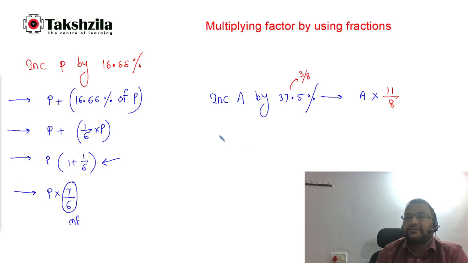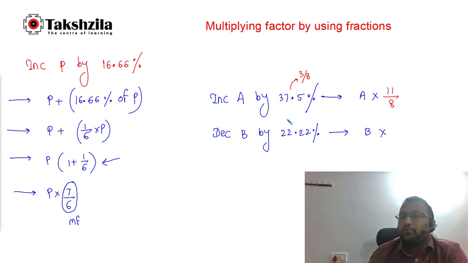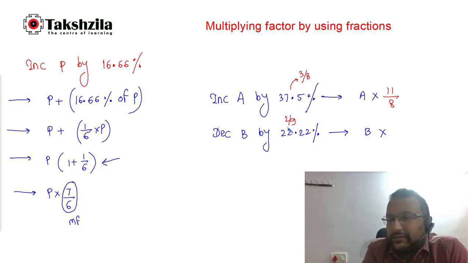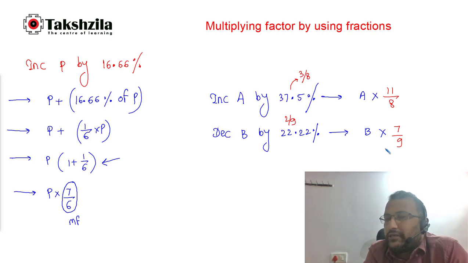Now if a statement is decrease B by 22.22%, so we should multiply B by which fraction? Now we know 22.22% is nothing but 2 divided by 9. So now we need to decrease. So 1 minus 2 by 9, that is equal to how much? 7 divided by 9. To decrease B by 22.22%, we are supposed to multiply it by 7 by 9.